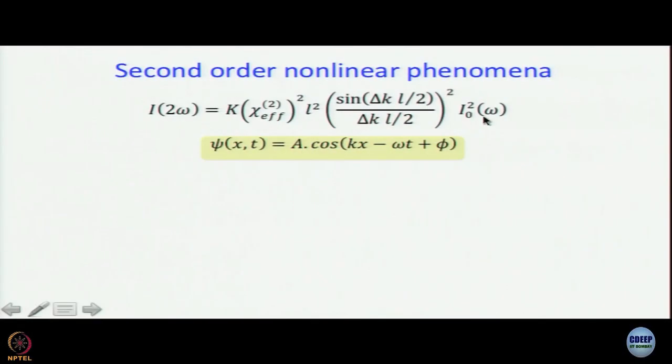Okay. Now, remember what it looks like. It starts from 0 at maximum, goes down, and then it has some ripples that slowly die off. Remember that shape? Something like this. So, where will this be maximum? Okay, we will come back to that. Then that is multiplied by I 0 square of omega, the square of the intensity of the incident light.